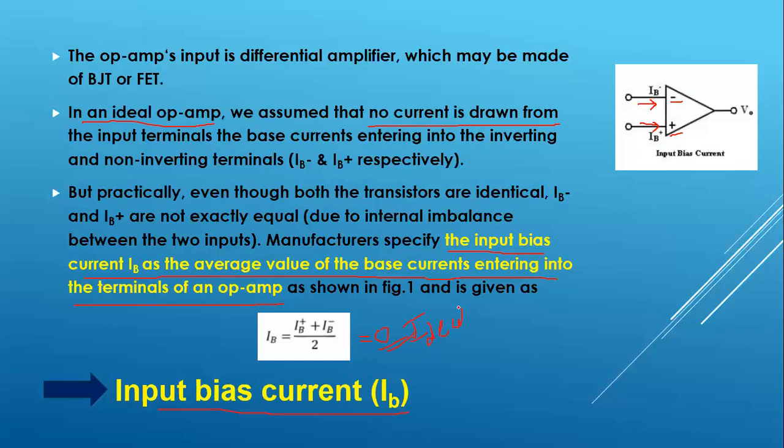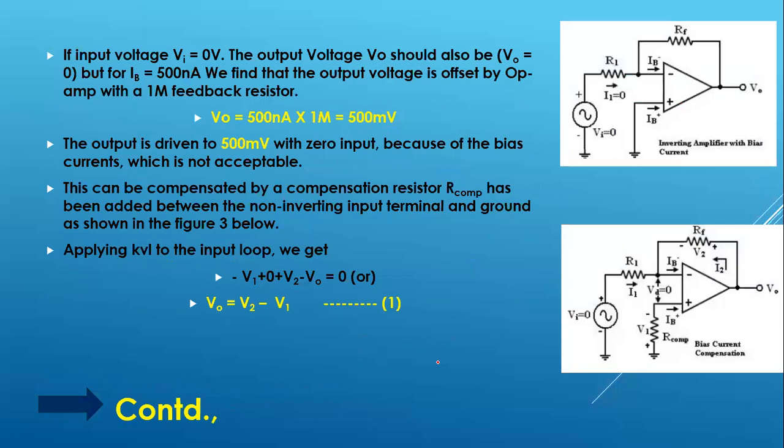Practically, you will have some bias current produced, because although both transistors are identical, IB minus and IB plus are not exactly equal due to internal imbalance between the two inputs. Because of this, some current will be developed even though the input voltage is equal to 0. We will see how the output offset voltage appears due to the presence of this input bias current.